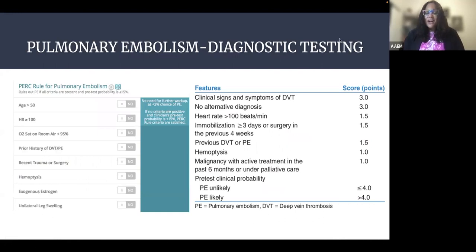Now, when we're talking about diagnostic testing for pulmonary embolism, we have a system in place that allows us to avoid unnecessary imaging studies in patients. The one that's used most commonly is probably the PERC rule. So if we say a patient is PERC negative, that means that no further testing is indicated for evaluation of a PE. There are some criteria that they have to meet, and they must meet all of these criteria.